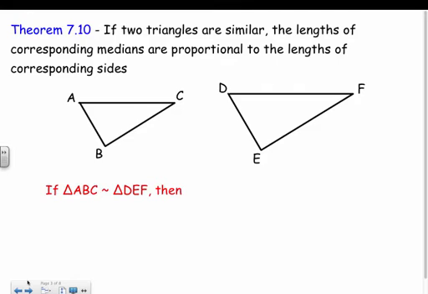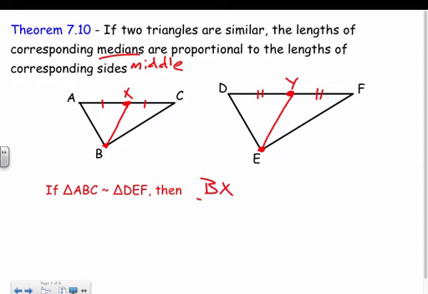And the last one are medians. Remember medians, I think about middle. So it's from vertex to opposite midpoint. So a midpoint on AC is about right there. Boom, so there would be a median. That would split those two parts to be congruent. Same thing here, opposite midpoint. So a proportion that I could set up, for example, would be BX over the other median, which is EY, and I could set that equal to, well, let's just say BC matches up with EF over here.